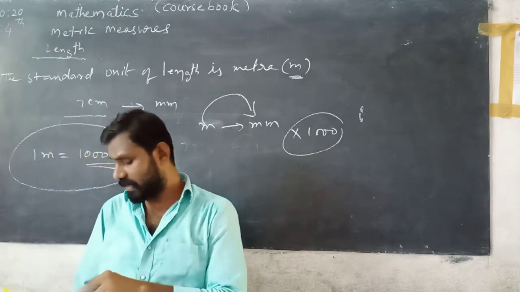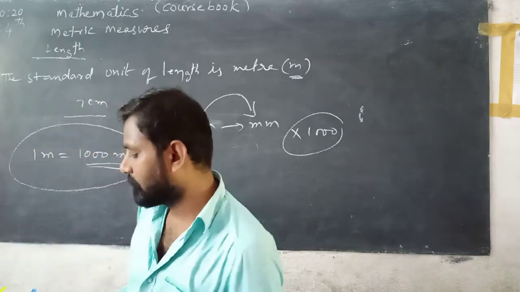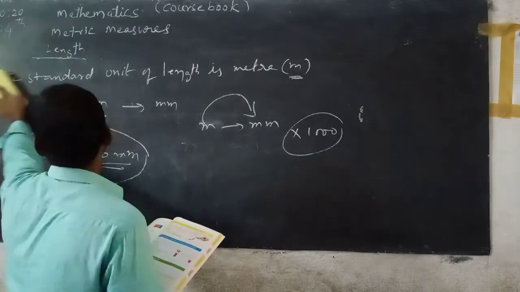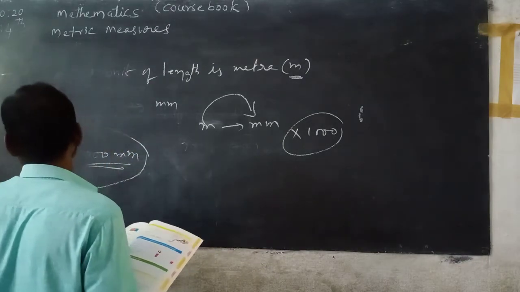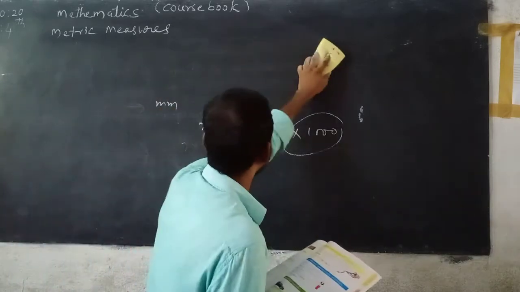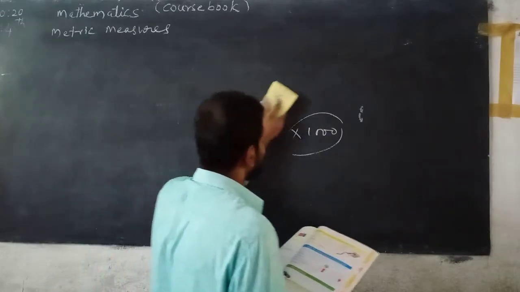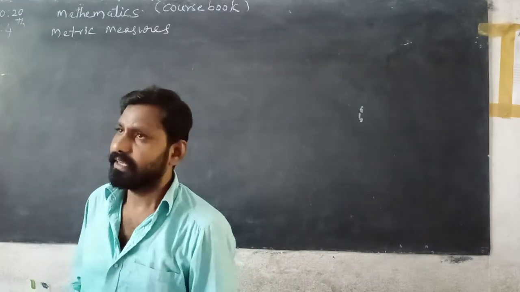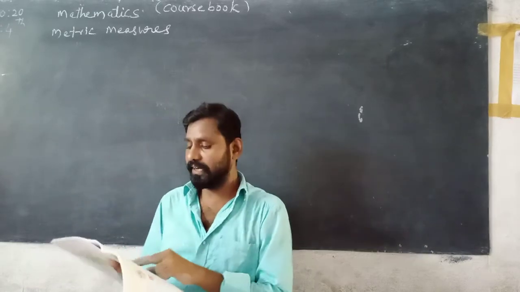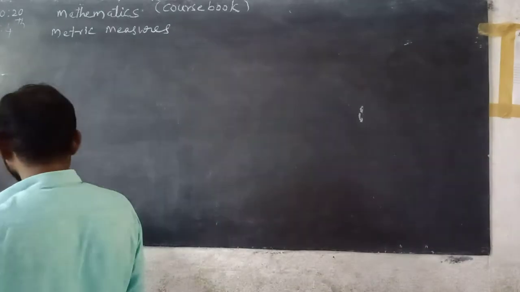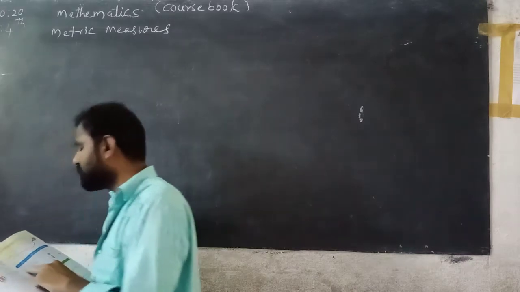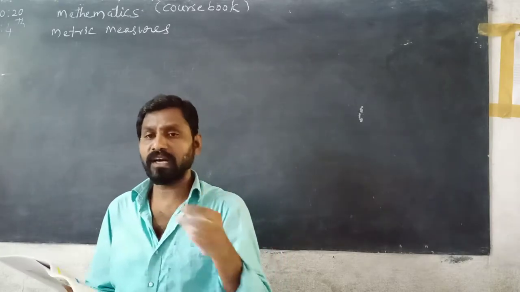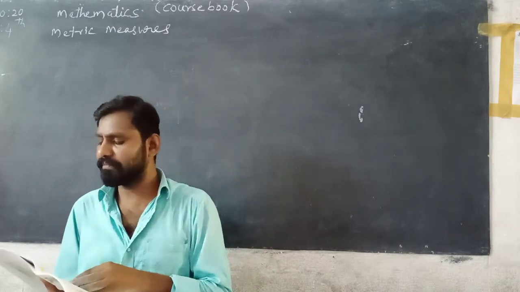Now here, page number 47. See the word problem. How many millimeters of ribbon should Harini cut from the roll? Listen carefully, look at the blackboard, everybody. Try to understand, then it is understood very easily. Harini wanted to cut 2 meters of ribbon from the ribbon roll. Did you understand the problem?